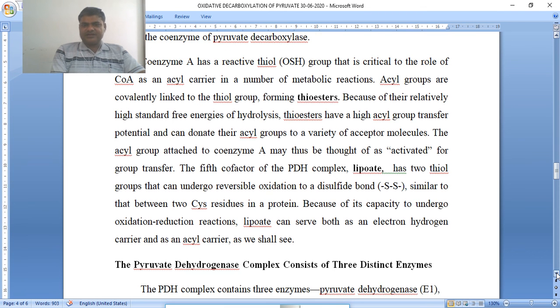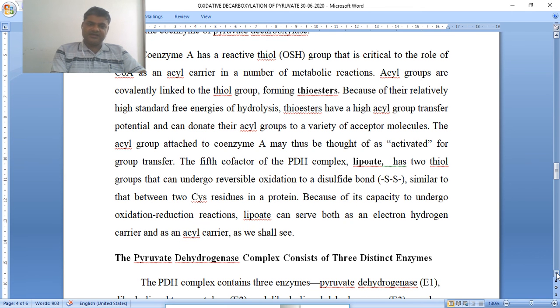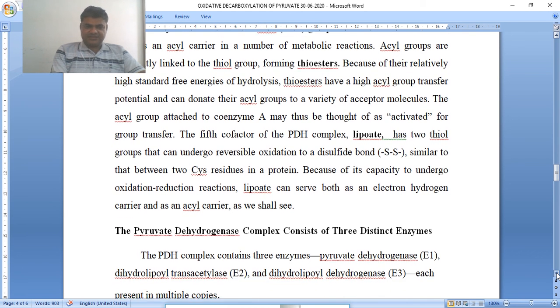The fifth cofactor of the PDH complex, lipoate, has thiol groups that can undergo reversible oxidation to the disulfide, similar to that between two cysteine residues in a protein. Because of its capacity to undergo oxidation-reduction reactions, lipoate can serve both as an electron or hydrogen carrier and an acyl carrier, as we shall see.